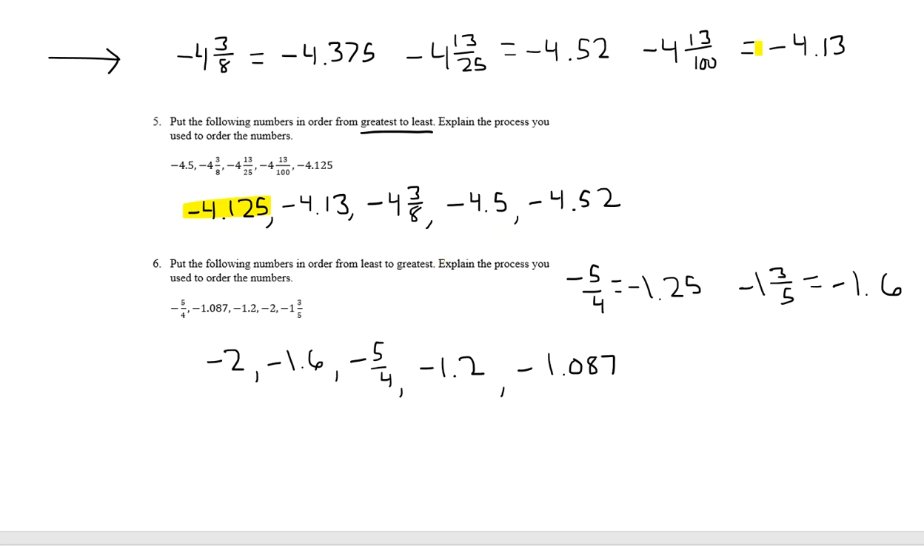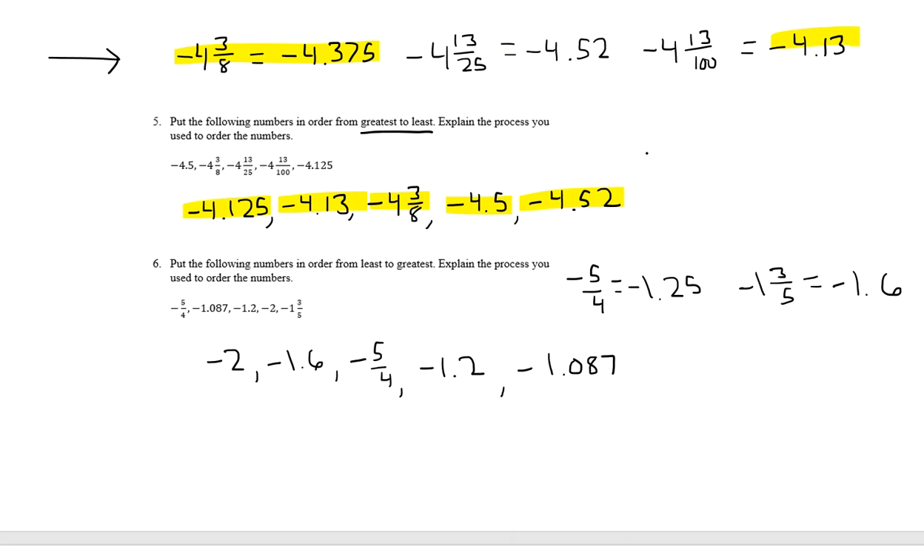Okay, so this one right here, negative 4.125, that has the most value. And then negative 4 and 13/100 as a decimal is negative 4.13. You can see that that one is really easy to write. And then negative 4 and 3/8 as a decimal was negative 4.375. And then we would have negative 4.5 and negative 4.52.